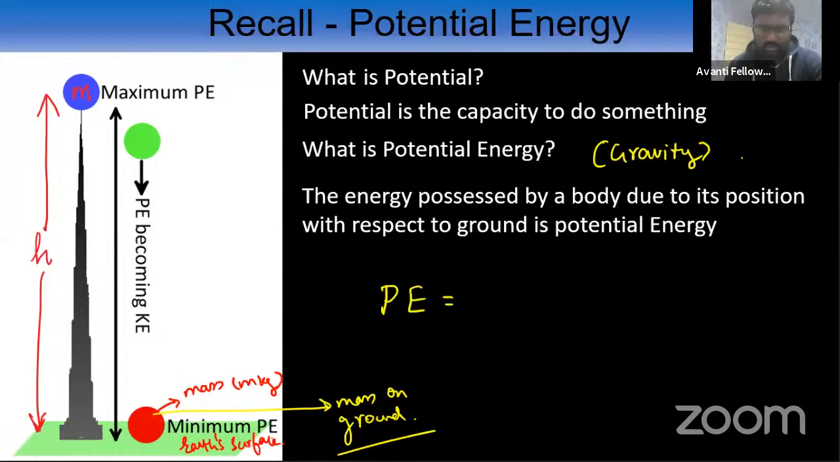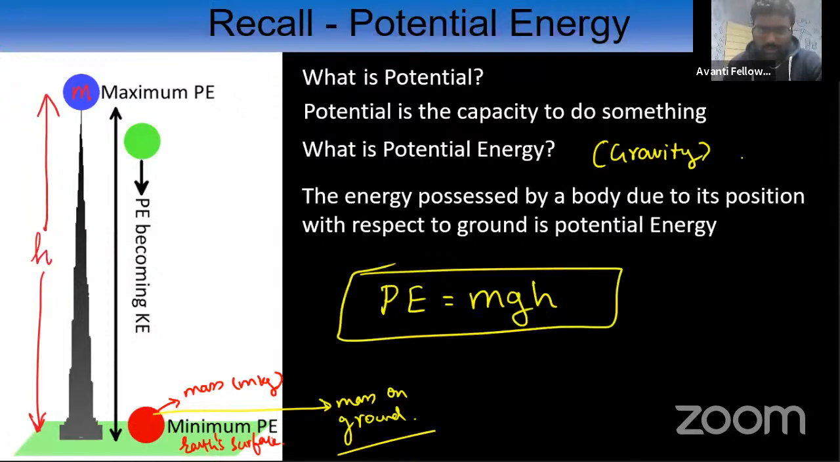Correct, Devika. Yes, correct, Dhanush. It is m into g into h. So potential energy in general is given by m g h, where m is mass, g is acceleration due to gravity, and h is any height.